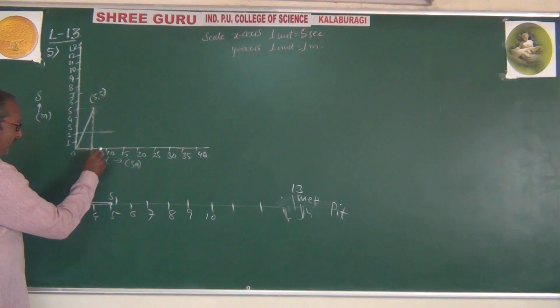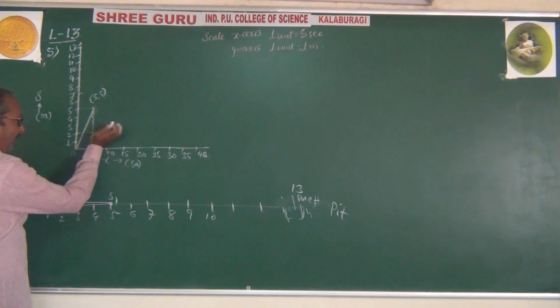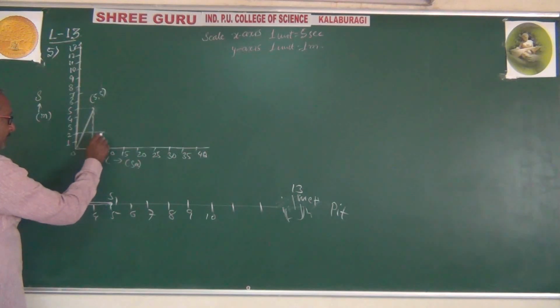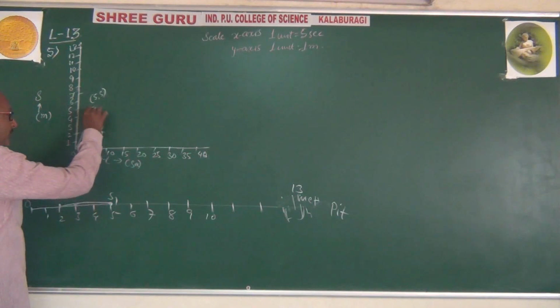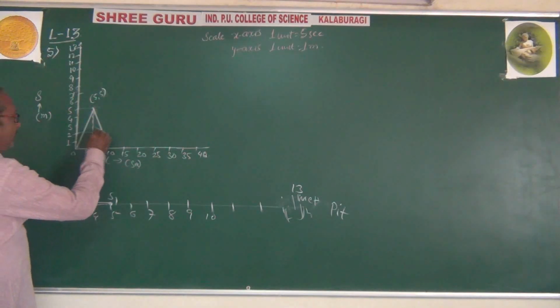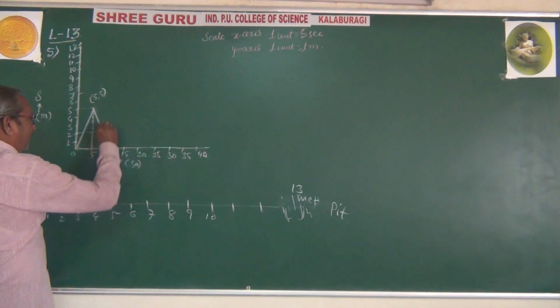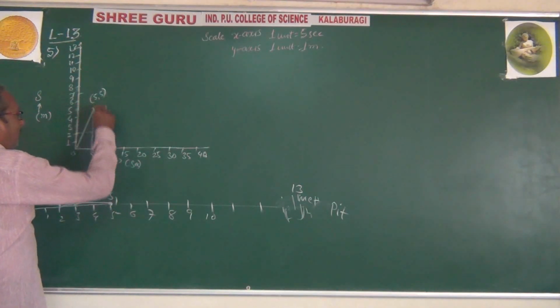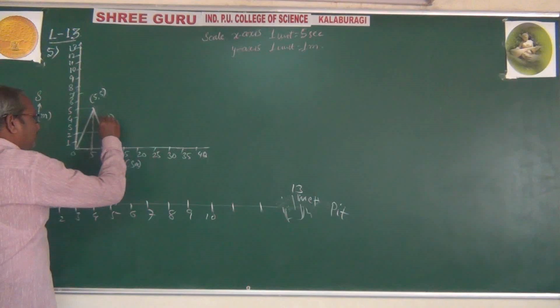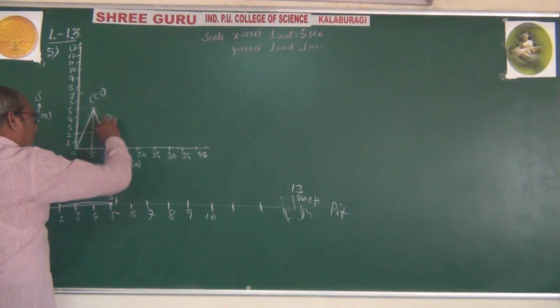5, 6, 7, 8, the 8th second here. His position will be like this. Here that means he will come back. And here is the point. The x value is 8 seconds, the y value is 2 meters.